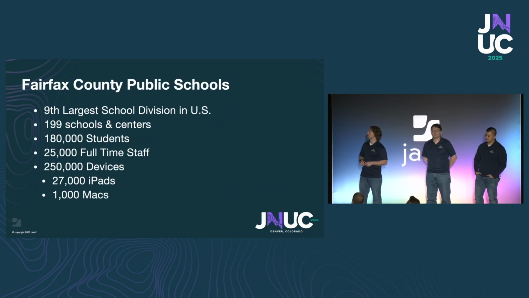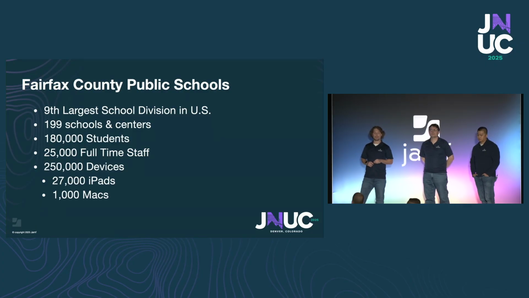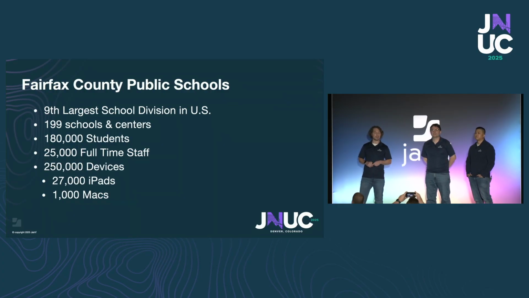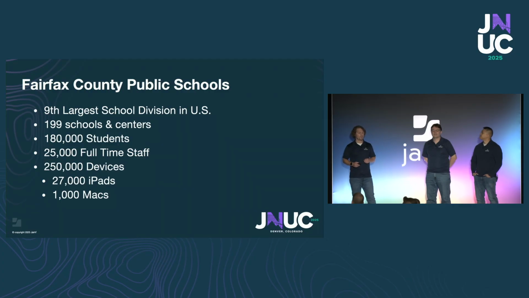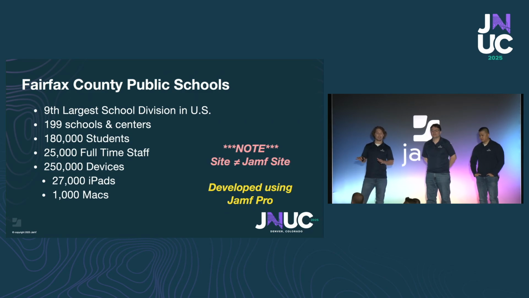A quick overview of Fairfax County Public Schools. We are the 9th largest school division in the US. We have 199 schools and centers. There are 180,000 students, 25,000 full-time staff, and 250,000 devices, 27,000 iPads, and 1,000 Macs. FCPS uses sites to refer to different schools and centers, not a Jamf site. FCPS only uses one Jamf site, fortunately. The tool you're about to see was also developed using Jamf Pro, so it may not be applicable for Jamf School.